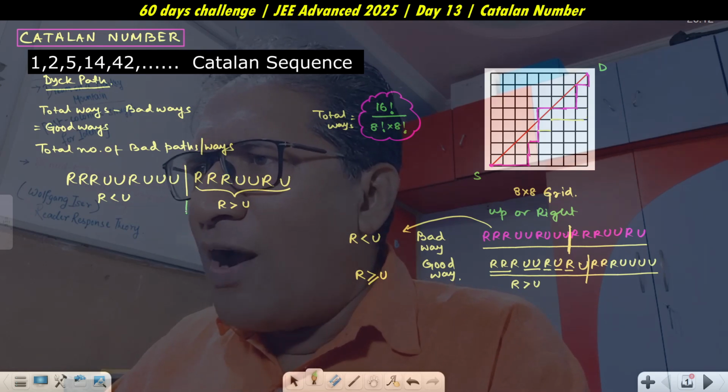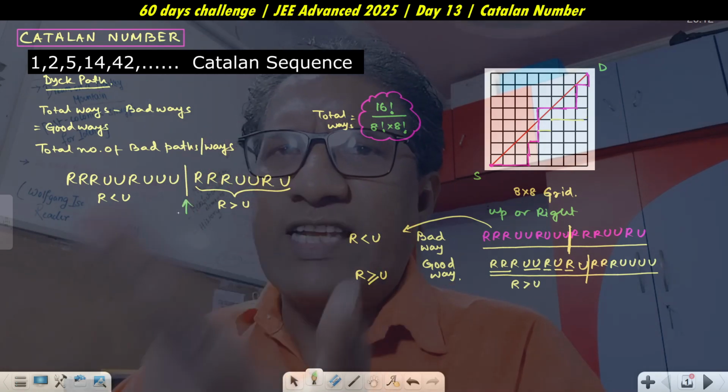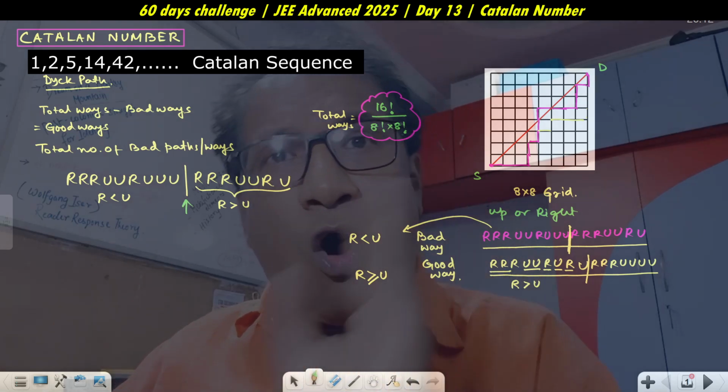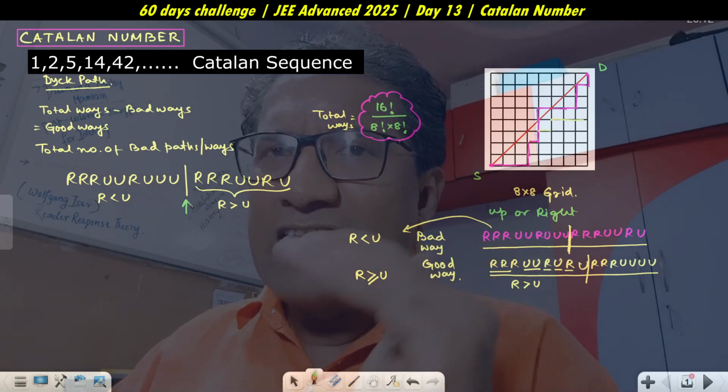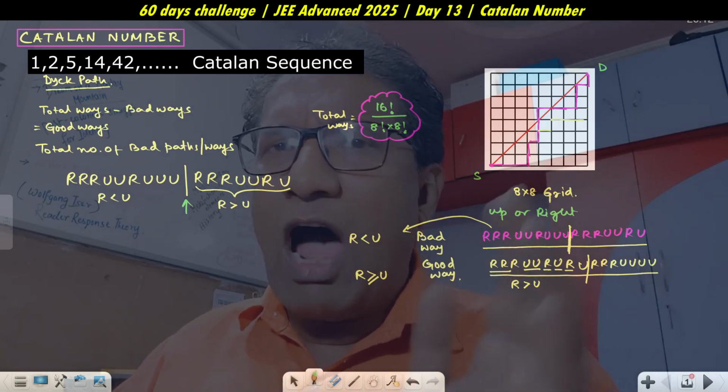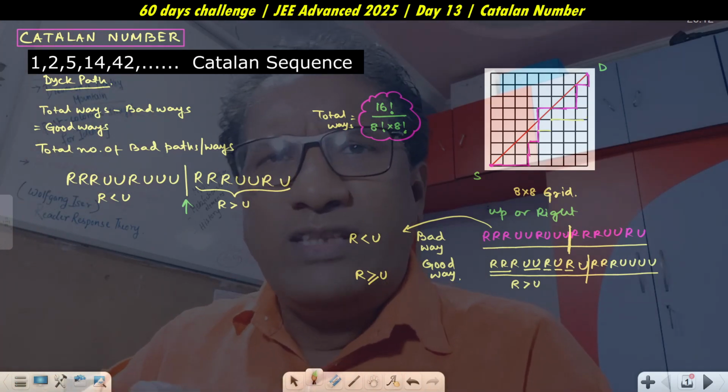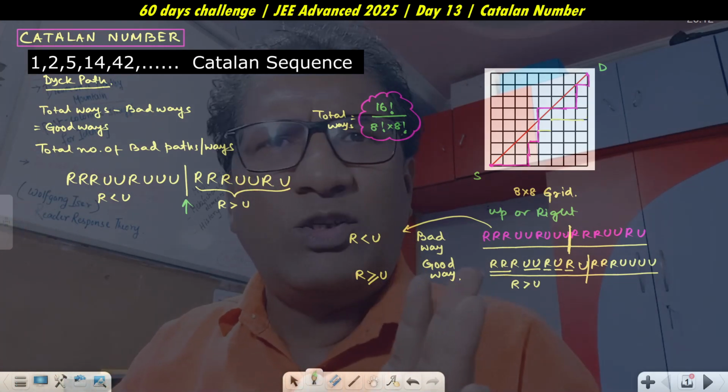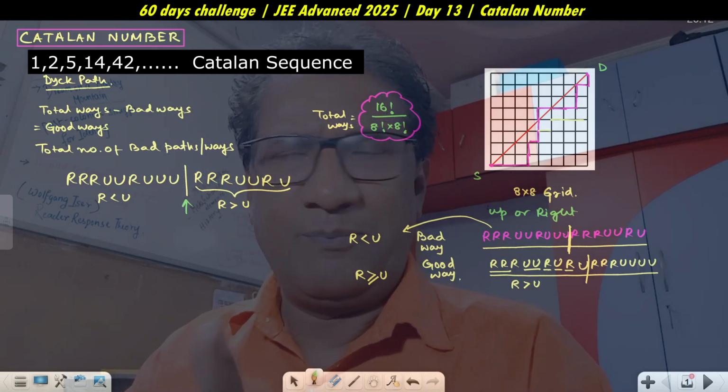After this point, the point where it crosses the fence, means it's a bad point. Already it's a bad path. He has already crossed the fence. Now even if he comes down the diagonal, it doesn't matter to me. It is a bad path.